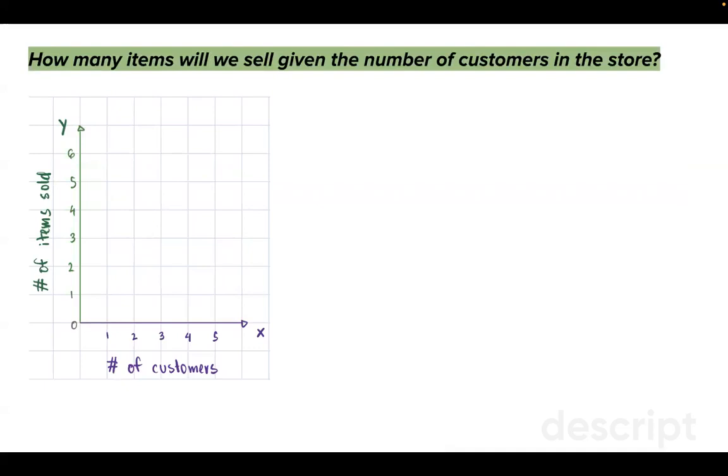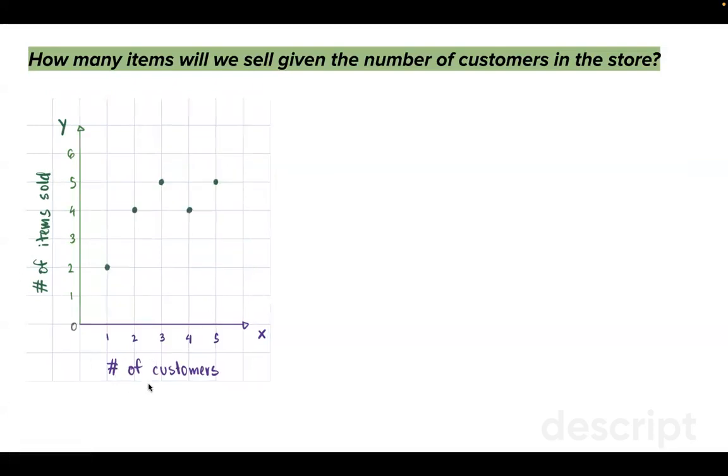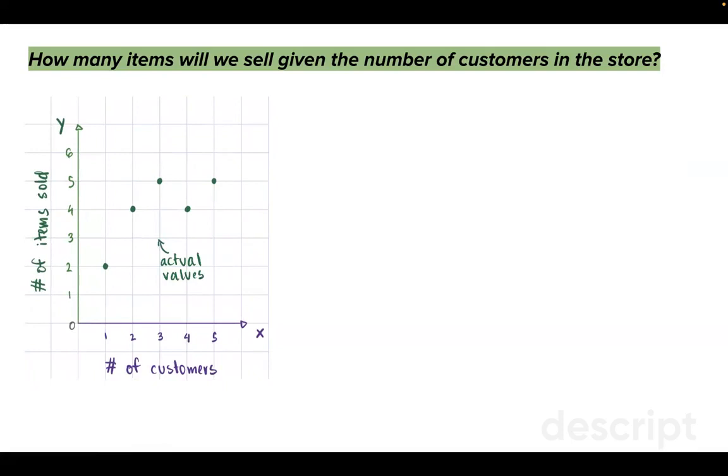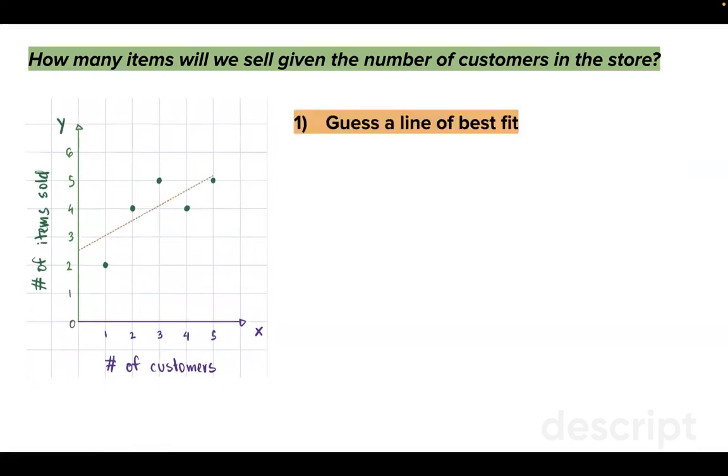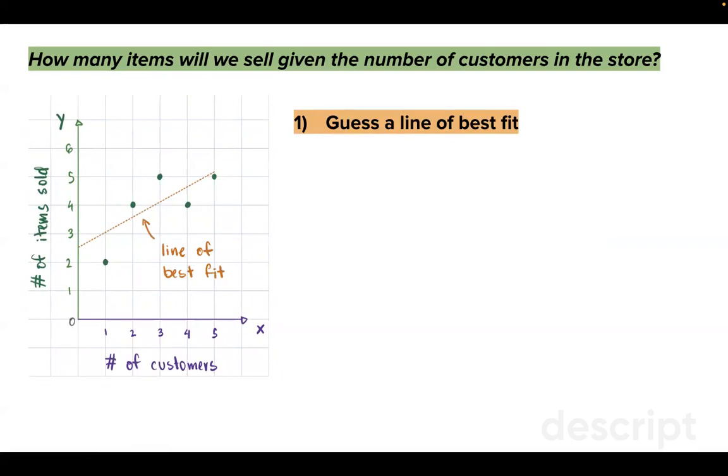We'll be looking at how many items we will sell given the number of customers in the store. The goal is to try to be able to accurately predict the number of items sold given the number of customers. First, we start with actual values. Then, given the actual values, we can guess a line of best fit. Once you have the line of best fit, we can use this to create a new set of predicted values.